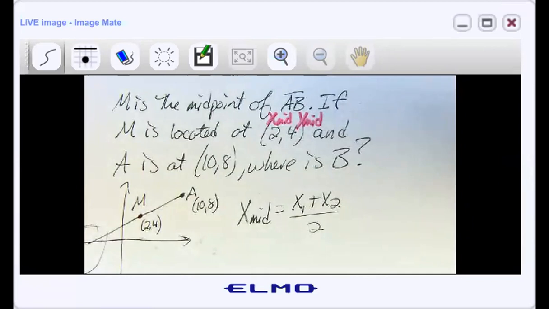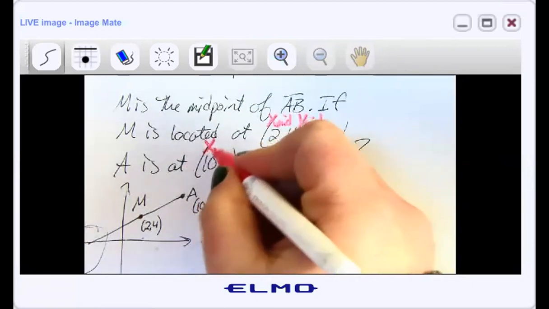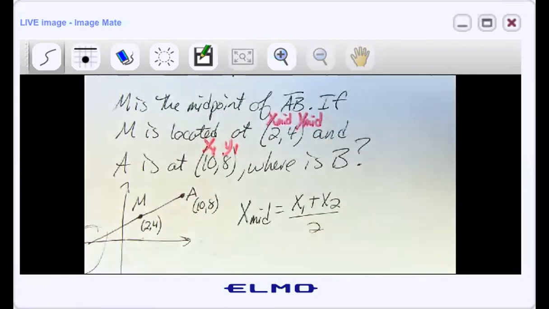I have those two numbers now. And then A, I'll just call my first point, B is my second point. So A, if this is my first point, you're X1, you're Y1. It's X2 and Y2 that I don't have. But I can solve for them because I have everything else I need.